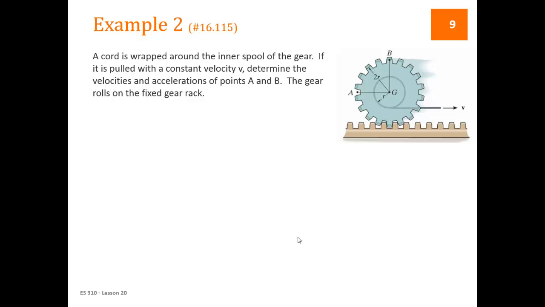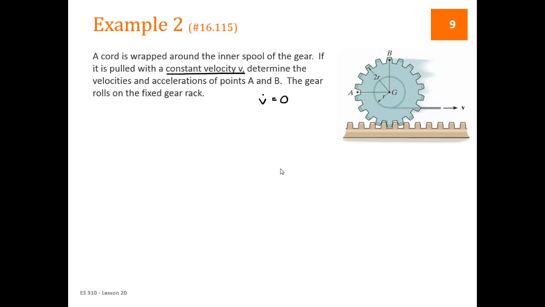Let's take an example that makes use of some of these things, right? We've got a gear interlocked with another gear. We're pulling on a rope that's causing this gear to move, and that rope, we're told, is being pulled with a constant velocity. So we know that V dot is equal to 0 at that point, right? And so what we're trying to find, if it's pulled with a constant velocity, what are the velocities and accelerations of points A and B?